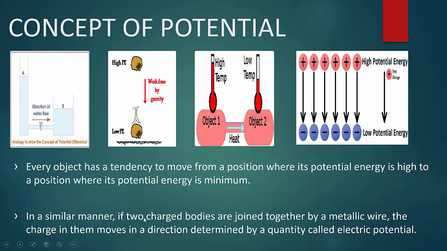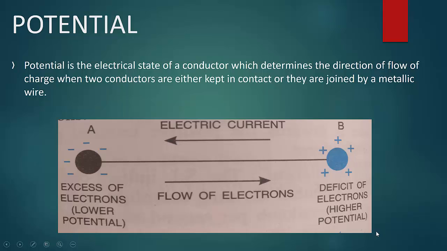In a similar manner, if two charged bodies are joined together by a metallic wire, the charge in them moves in a direction determined by the quantity called electric potential. Let's see this figure. Body A has excess of electrons and body B has deficit of electrons. We have already studied that wherever there is positive charge or deficit of electrons, that is at higher potential, and this one is at lower potential since it contains excess of electrons.